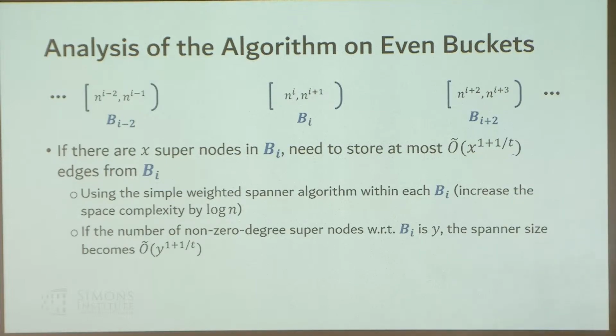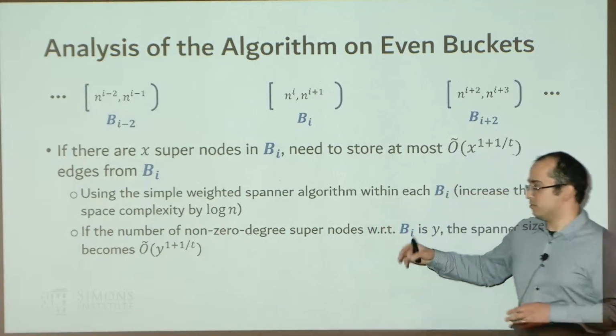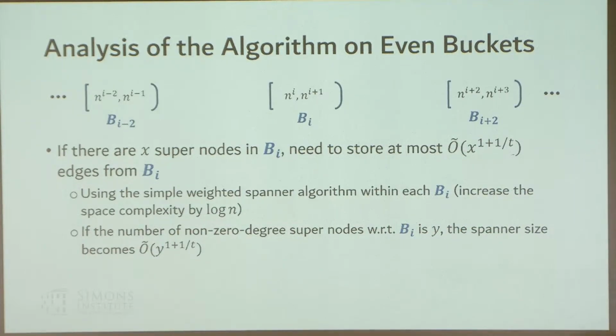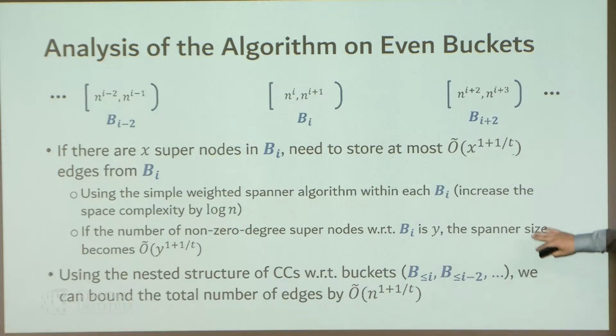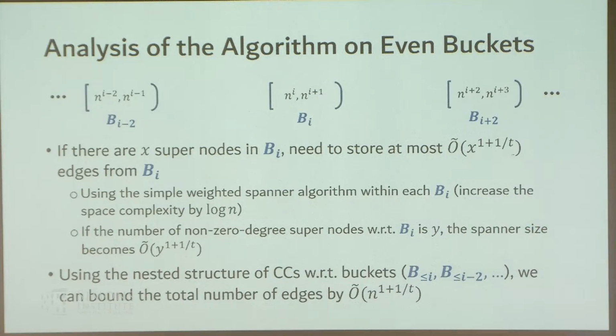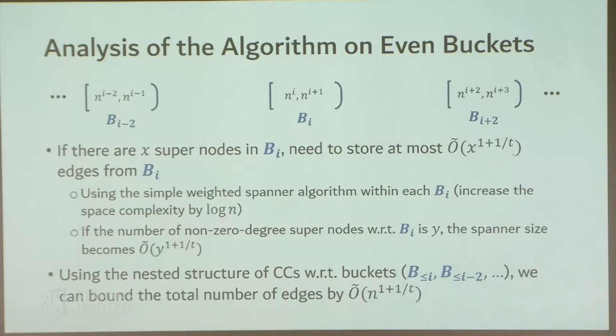And if we are more careful, actually, we don't need to pay the number of super nodes to the 1+1/t here. We only need to pay the number of non-zero degree super nodes to the 1+1/t. And this is somewhat useful for our analysis. So basically using this fact and the nested structure of the connected components in this bucketing system, we can show that overall the number of edges that we are picking is n^(1+1/t). And we are just using the log n factor because of this step.